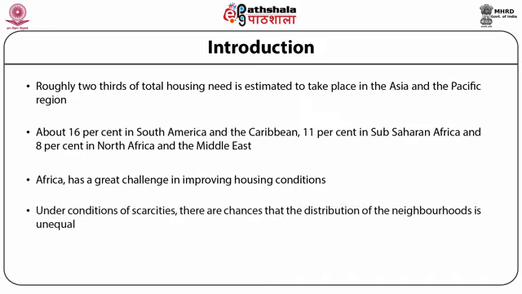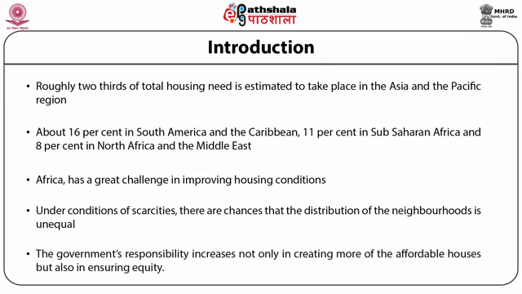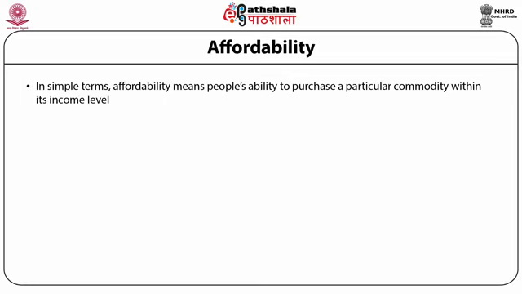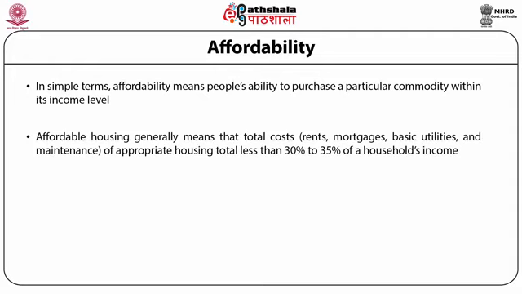Thus, under conditions of scarcities, there are chances that the distribution of the neighborhoods is unequal. Hence, the government's responsibility increases not only in creating more affordable houses but also in ensuring equity. Accessibility and affordability: in simple terms, affordability means people's ability to purchase a particular commodity within their income level. In this sense, affordable housing generally means that total costs, that is, rents, mortgages, basic utilities, and maintenance, of appropriate housing total less than 30% to 35% of a household income.